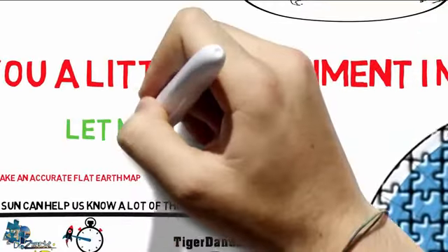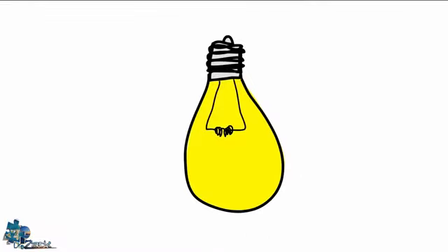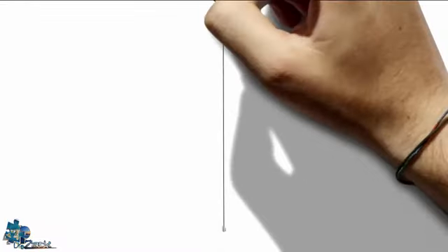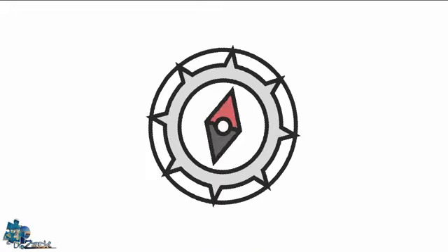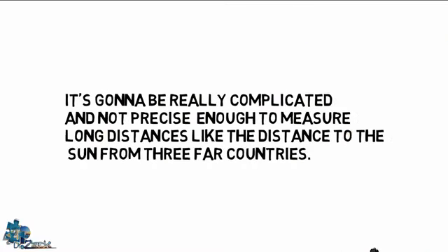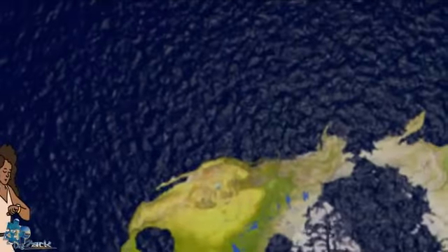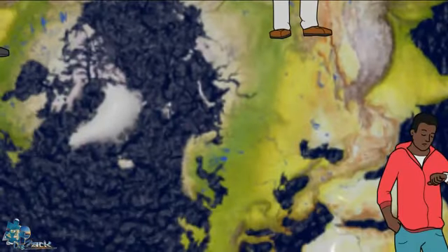But before I show you the real experiment, let me explain it to you. What I did was measure the distance between the lamp and the ground using the elevation angles of 3 points and also the distances between them. I should have used a compass to know the direction of the lamp, but I didn't, because it's going to be really complicated and not precise enough to measure long distances, like the distance to the sun from 3 far countries. Yet, we're going to need people with a compass in every place on this earth to draw an accurate flat earth map. And I'm going to talk about this in another video.